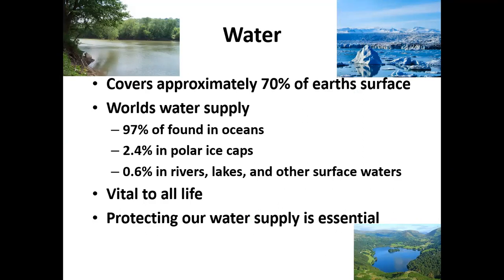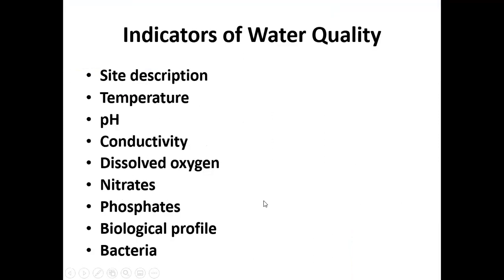So the only sources we have of water are 0.6% of all the world's water supply is in rivers, lakes, and other surface waters. And that's not a large amount, so you can imagine water pollution is a big problem when it comes to having water, which we need for life to exist. All life requires water. So we need to protect our water supply.